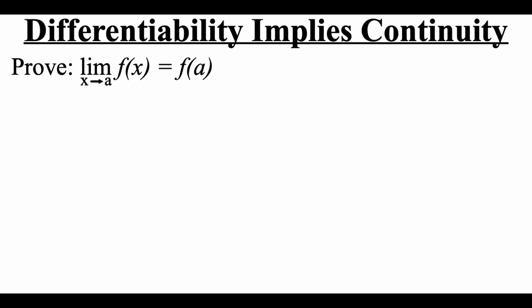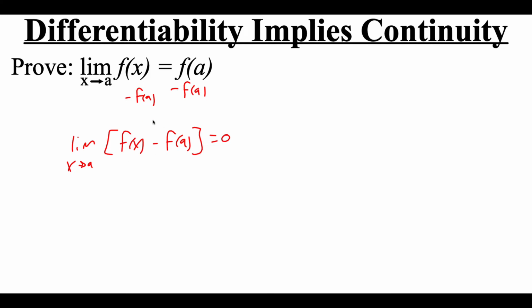Now to prove this, I'm going to do a little rearranging. I'm going to subtract the f of a over to the left-hand side. So then we're looking at the limit as x approaches a of f of x minus f of a, and we're going to prove that that's equal to 0.